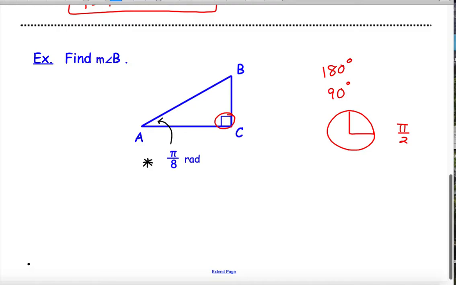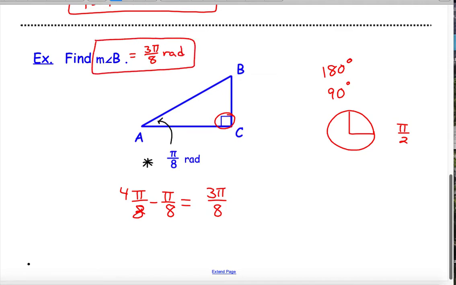So all I'm going to do is say pi over 2, which is 90 degrees, minus the pi over 8 angle, and that'll give me angle B. If I get a common denominator, make this 4 pi over 8, we get 3 pi over 8. So the measure of angle B is equal to 3 pi over 8 radians. So you should be able to convert back and forth and do problems that deal with angles in radians and also in degrees.